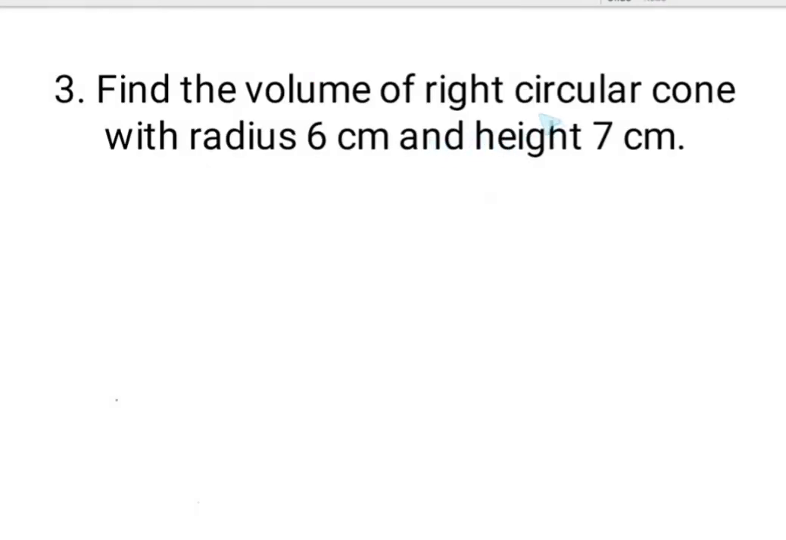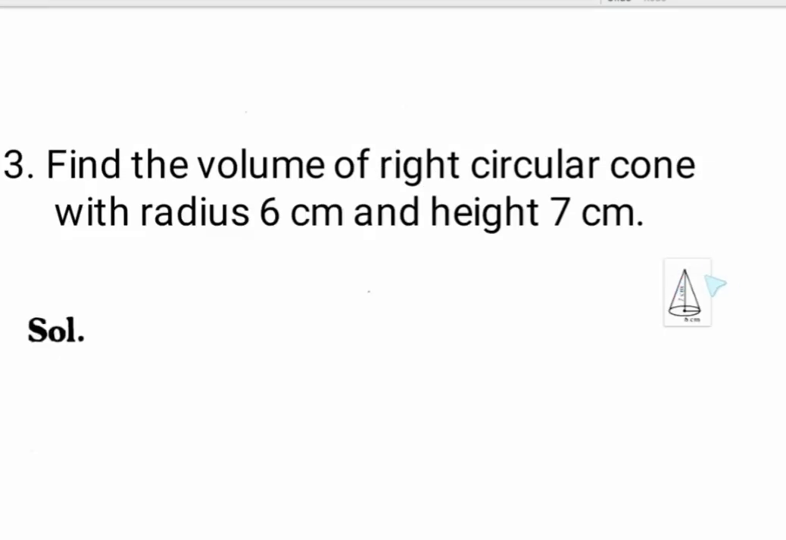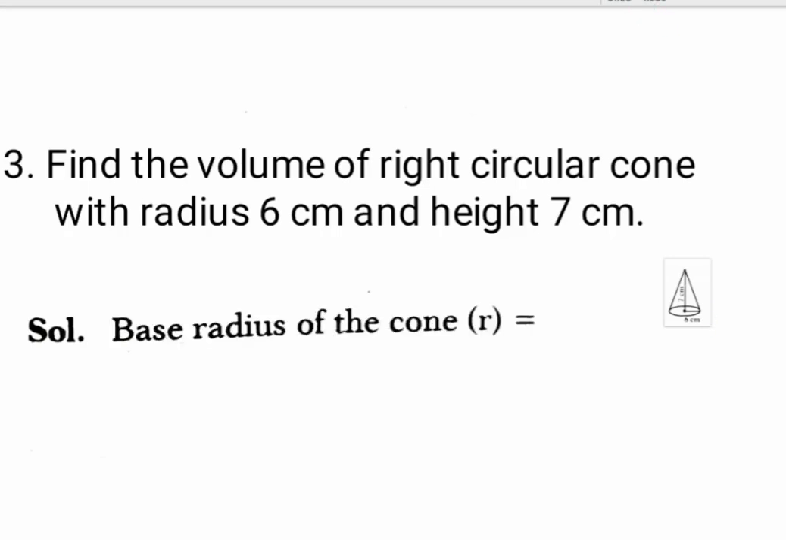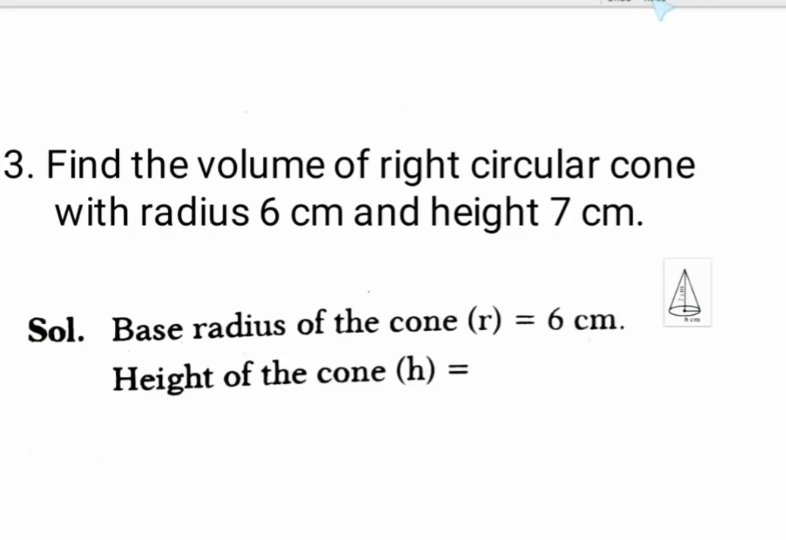Find the volume of a right circular cone with radius of 6 centimeters and height 7 centimeters. Now the base radius of the cone is 6 centimeters. The height of the cone h is equal to 7 centimeters.